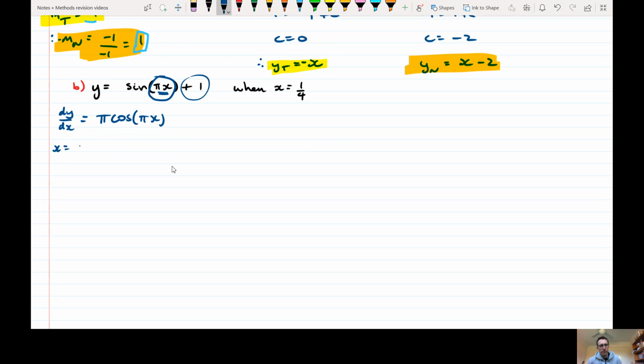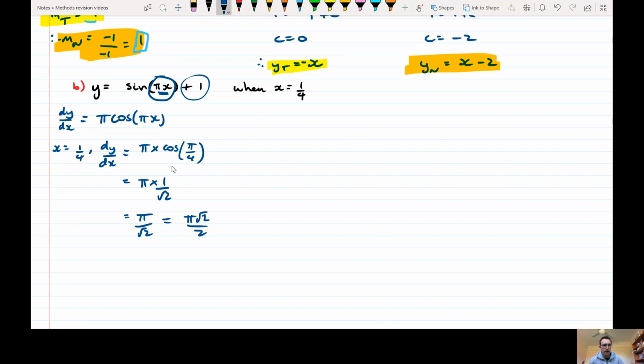So when x equals 1/4, you're going to end up with the derivative being equal to pi times cosine of pi over 4, which we know is 1 on root 2. So you end up with pi on root 2, which you can also write as pi root 2 over 2. If you rationalize the denominator, you do that by multiplying top and bottom by root 2. Root 2 times root 2 is 2, and the top becomes pi root 2. Doesn't really matter.